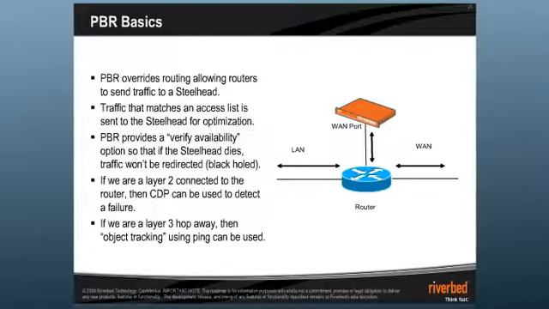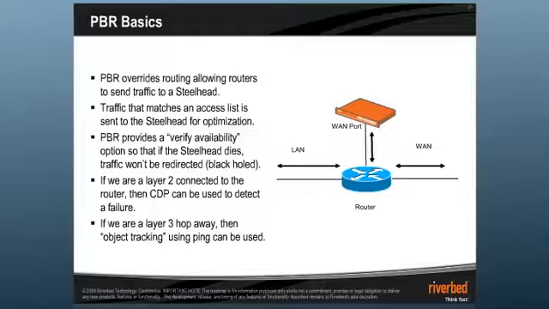Next, let's talk about PBR, policy-based routing. So policy-based routing overrides the existing routing and allows routers to send traffic to the steelhead. Traffic that matches an access list is sent to the steelhead and is optimized and then returned. Policy-based routing provides a verify availability option so that in the event that a steelhead fails, traffic will not be redirected or black holed.